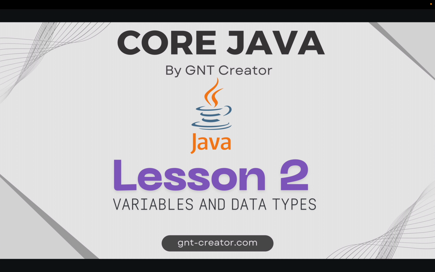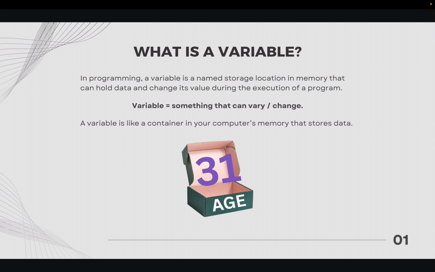Alright, so let's start from the first part, which is understanding variables in Java. So what is a variable? The word variable comes from the root word vary, which means something that can change. In programming, a variable is a named storage location in memory that can hold data and change its value during the execution of a program. So basically, a variable is something that can vary or change.